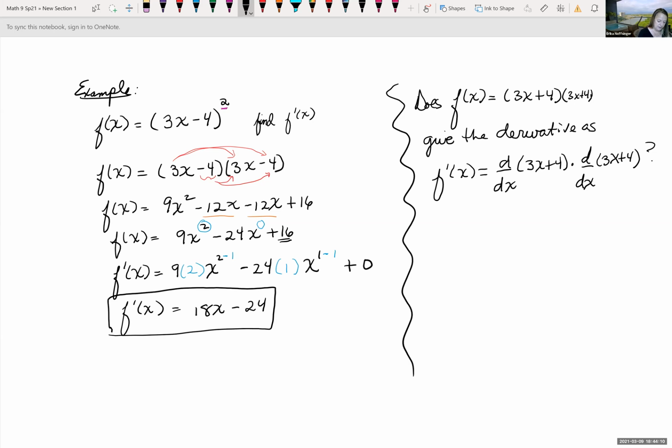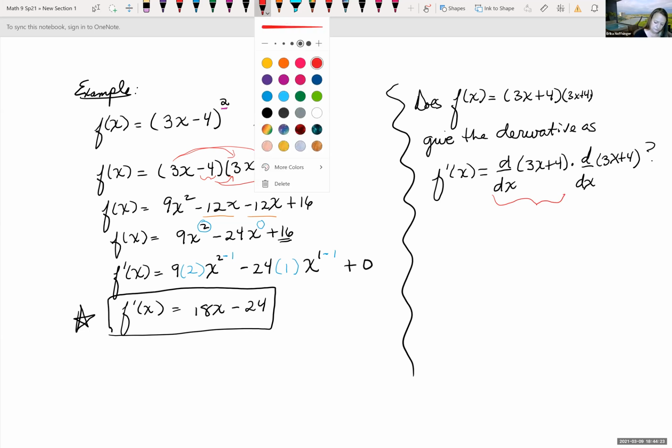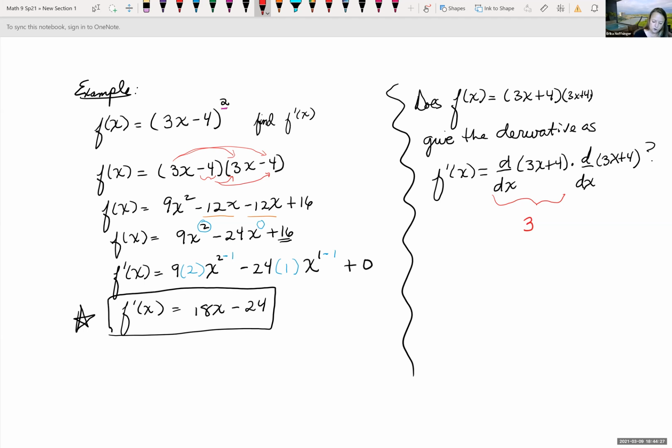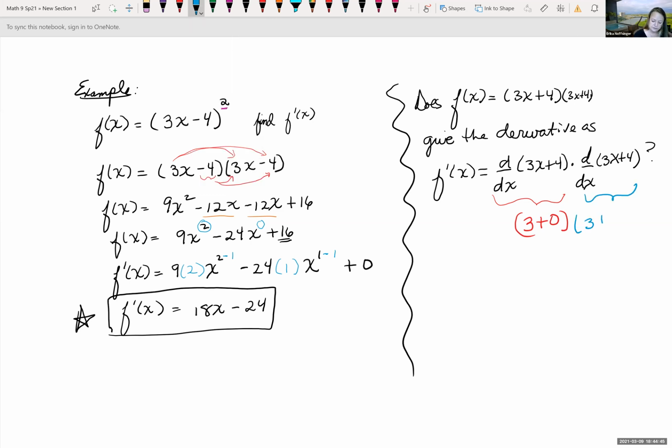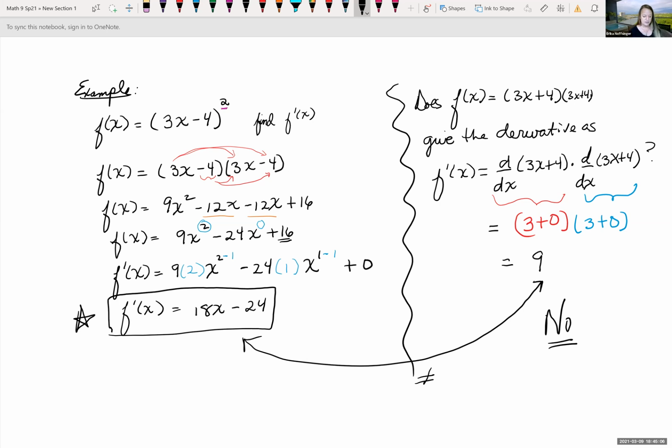So let's try it. We know what the derivative is. We found it over here. And so if I take the derivative of the first piece, well, the derivative of 3x, that's just 3. The derivative of 4, or derivative of a constant, that's a 0. So it's 3 plus 0 times the derivative of the second piece. Well, the derivative of 3x is 3, plus the derivative of a constant is 0. If we did this, this would be 3 times 3, which is equal to 9. Notice these are not the same thing. So we cannot take the derivative of the first times the derivative of the second when we're using the product rule. So let me give you what the product rule says.